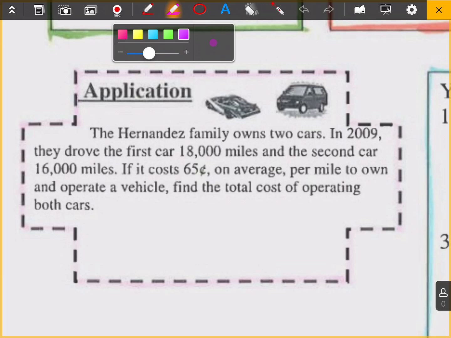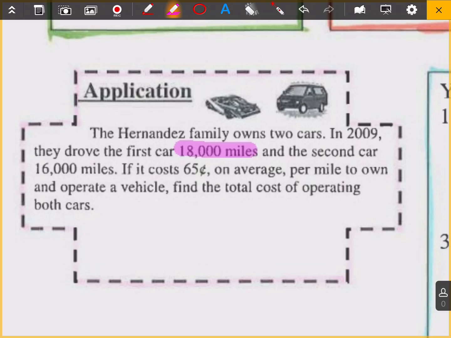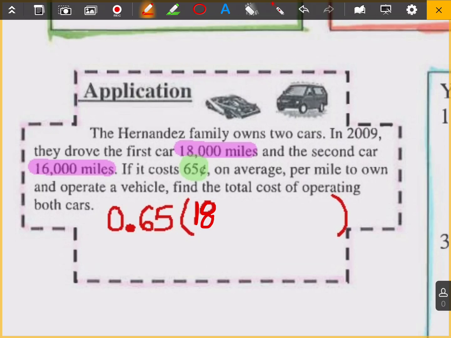So in order to solve this one, we're going to take the information that was important. So we have the first car is 18,000 miles, second car is 16,000 miles, and then this amount of money, which is the cost of operation. That cost applies to both cars. So I would write this as 0.65 because it's cents, it's not in dollars. And then we're going to do our parentheses. We would have 18,000 first, and then we're going to add 16,000 because those are the miles that both of the cars have been driven in that first year.